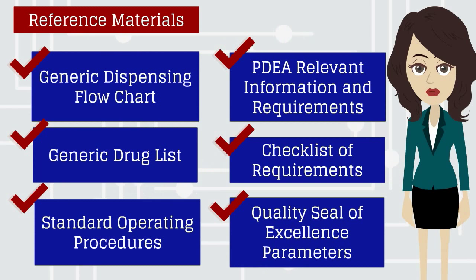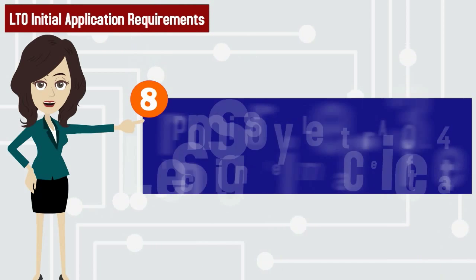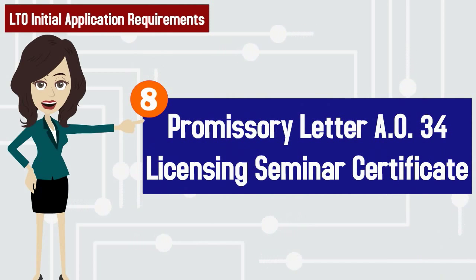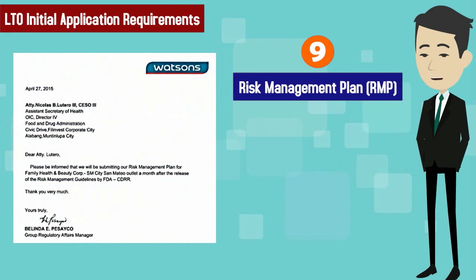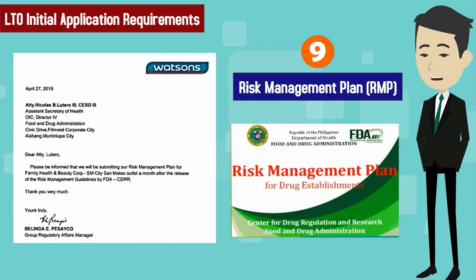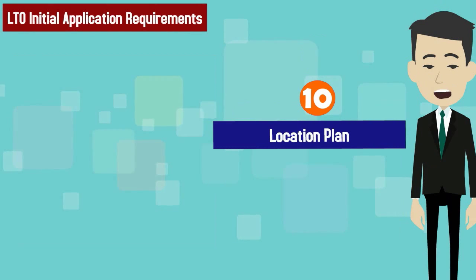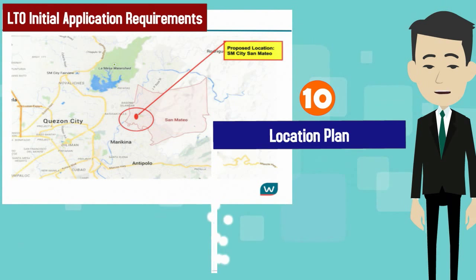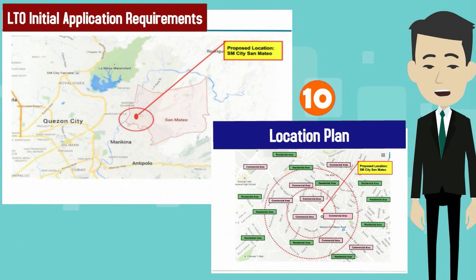The 8th initial requirement is the promissory letter for licensing seminar certificate of the pharmacist, otherwise known as AO34. The 9th requirement is the Risk Management Plan, or RMP. It is designed to identify, characterize, prevent, or minimize risks relating to medicinal products. The 10th requirement is the Location Plan. This is a sketch of the location of the establishment that indicates clear directions with identified landmarks.